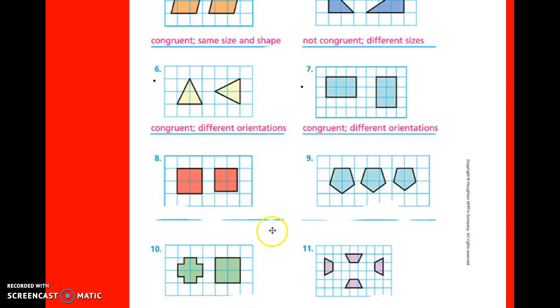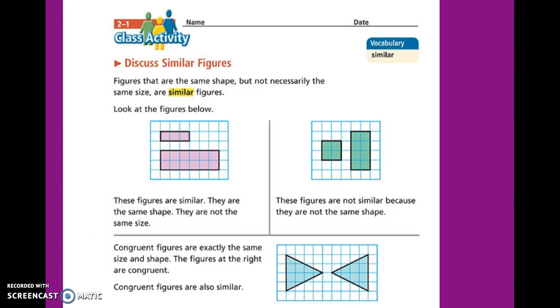Let's look at the next one here. We'll do one more. How about our number 9? Are these ones congruent? If you said no, you're right, because they're different sizes. They're getting progressively smaller. They might be the same shape, but they're different sizes. All right, let's continue here.